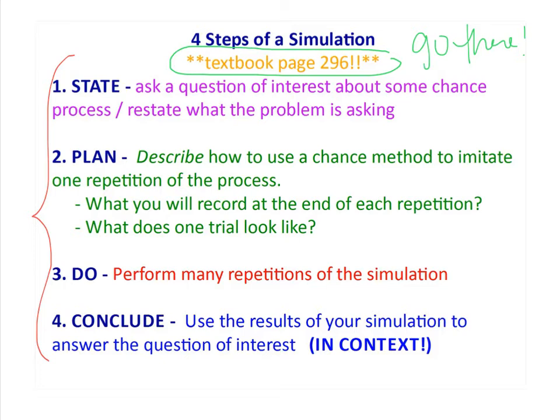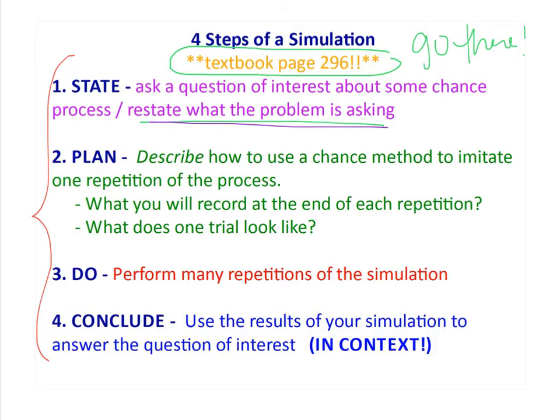So first is to state. We want to ask a question of interest about the chance process. Essentially, you're just restating the problem. So you have to state the problem. AP readers are looking for this. I'm looking for this. Your assessments will be looking that you state the problem so I know, the AP reader knows, what point you're trying to make during your simulation. So restate the problem.